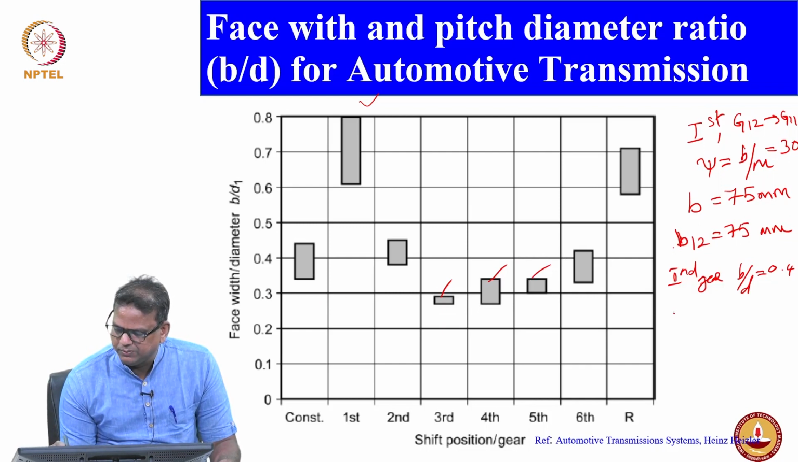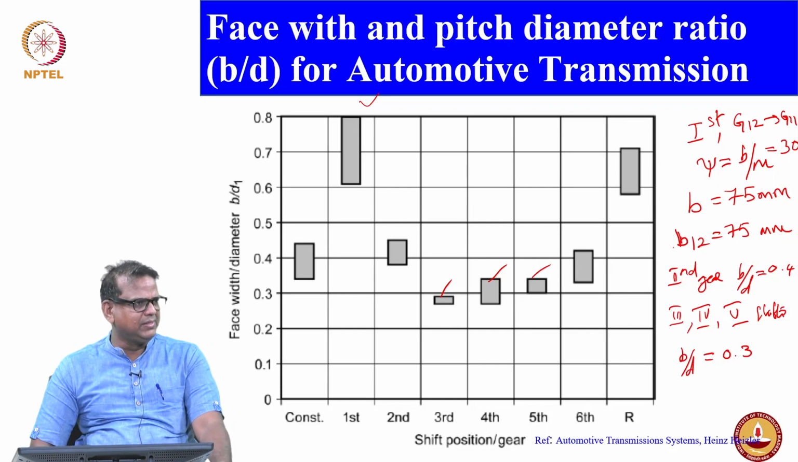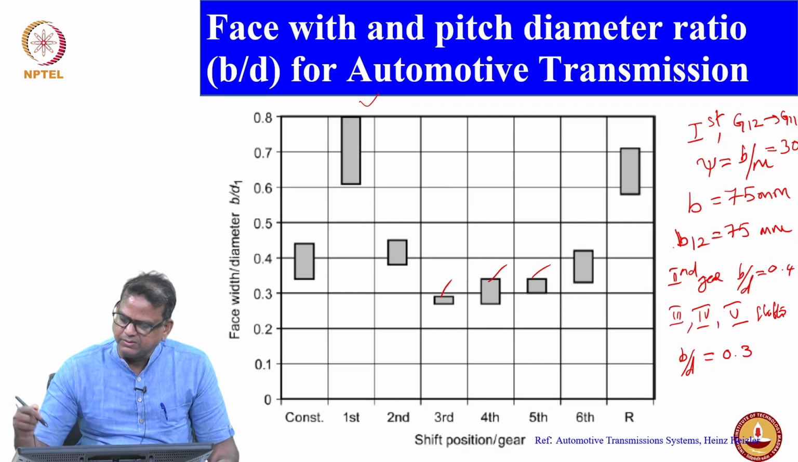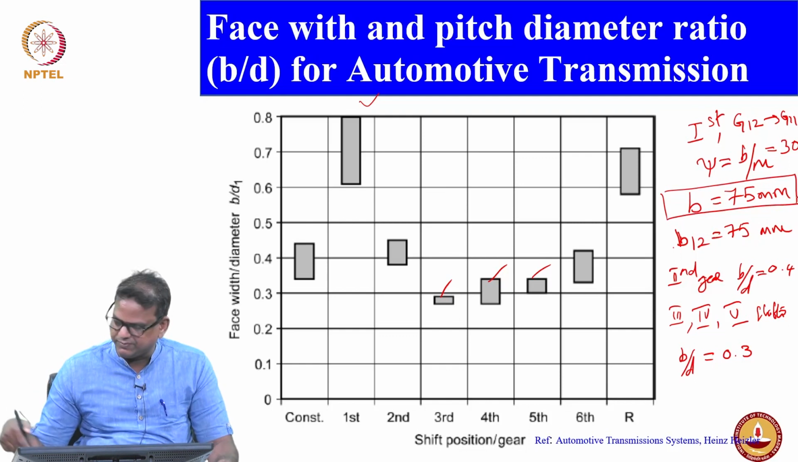So what could I do for the third, fourth and fifth gear shifts? I will choose a B by D ratio of 0.3. B is the face width, D is your pitch diameter. So we have done B for the first gear shift. Now we need to do it for the other gear shifts.